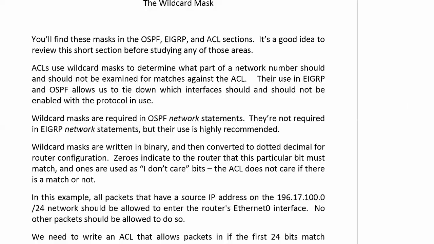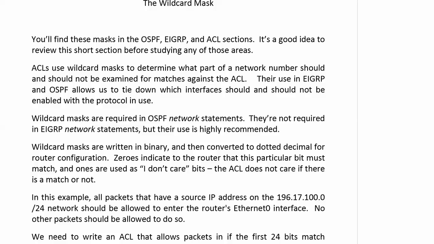Now, wildcard masks, you'll usually write them out in binary and then convert them to dotted decimal, because that's the way you have to put them in at the router. With some wildcard masks, you're just going to be able to look at the address and say, okay, I know what this is without writing it out. But wildcard masks, I call them bizarro subnet masks or inverse subnet masks, because the zeros in wildcard masks indicate to the router that this particular bit has to match. Ones are the I don't care bits. The ACL doesn't care if there's a match or not. It's the total opposite of a network mask.